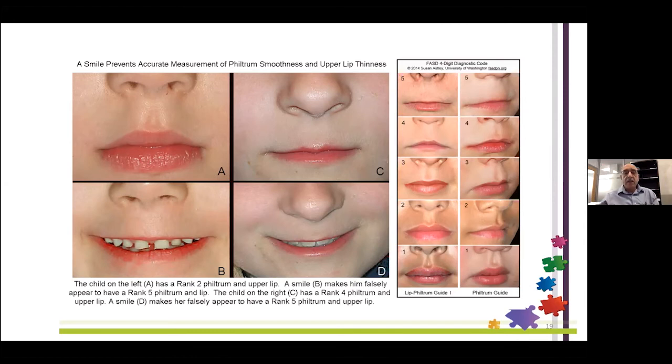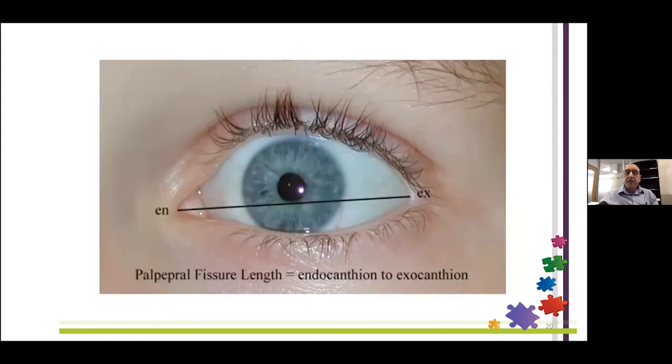And just the bottom 2 pictures represent what happens to that philtrum and that upper lip, especially in picture B, when you have a smile. So we do recommend a passport style photo, right? No smiles. If you look at the lip philtrum guide on the right, it shows that range of 1 to 5, with 4 and 5 being significant. And obviously we look for the lip separately and the philtrum separately. That provides much more objective evidence of the measurements.